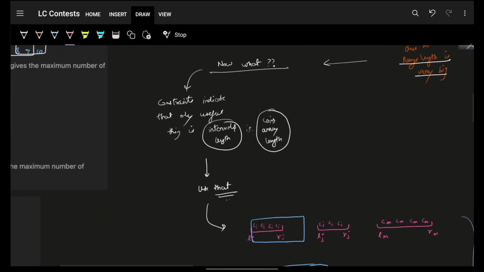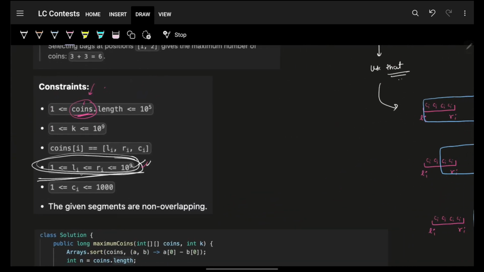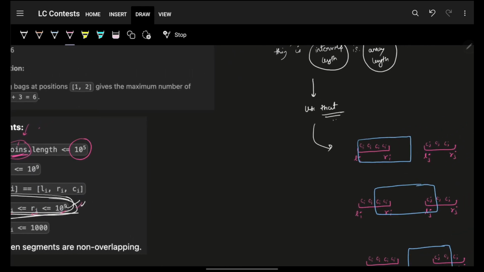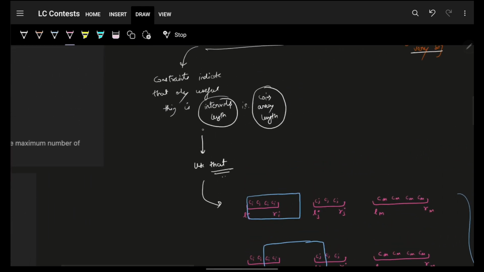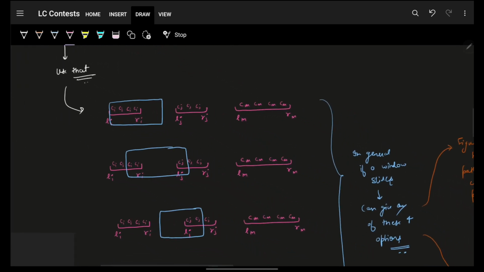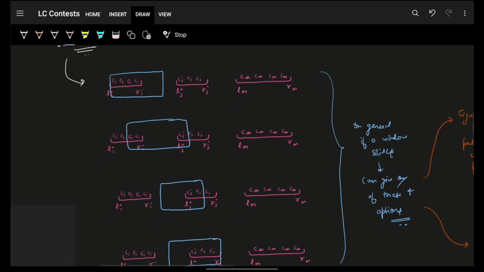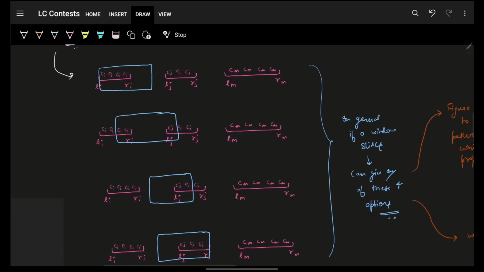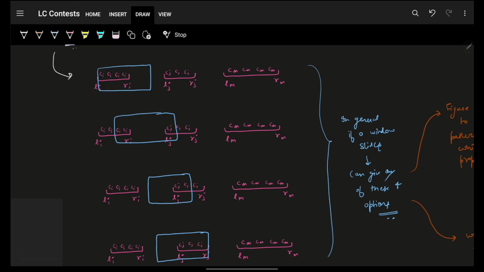So I realized that I cannot use the actual specific interval values, but the number of intervals is pretty small, which is 1e5. So somehow I should be able to leverage the number of intervals to figure out what my sliding window should do. Now, here I have shown you all possible variations when a window will slide of size k.